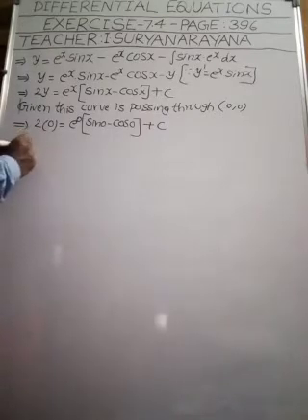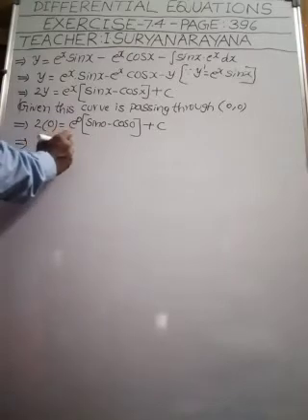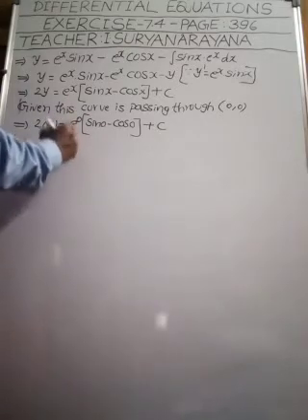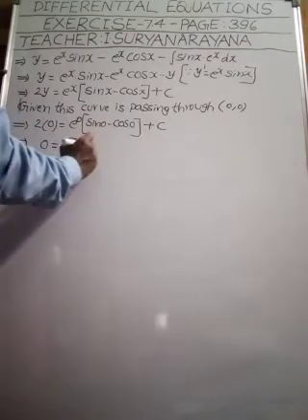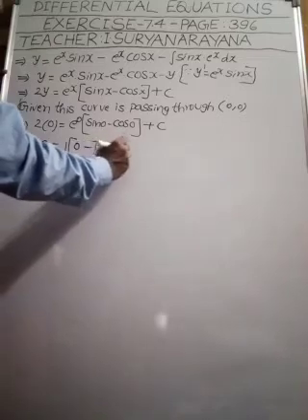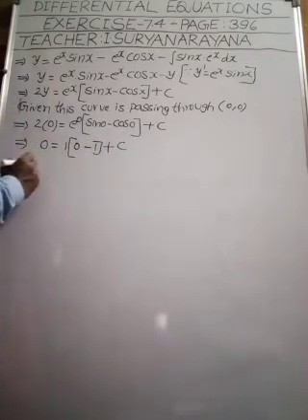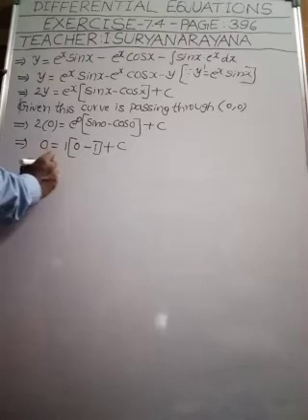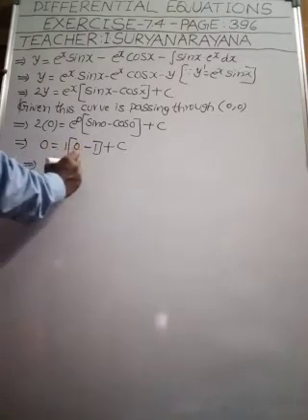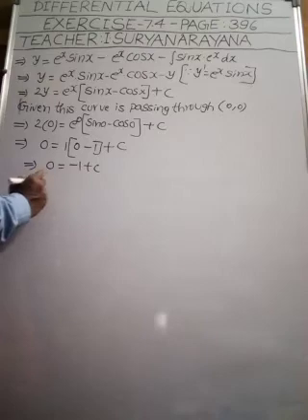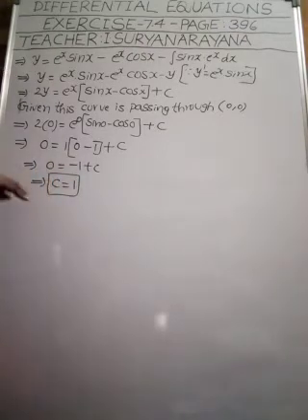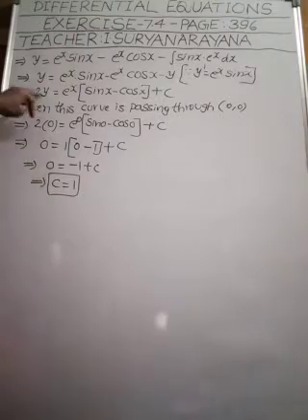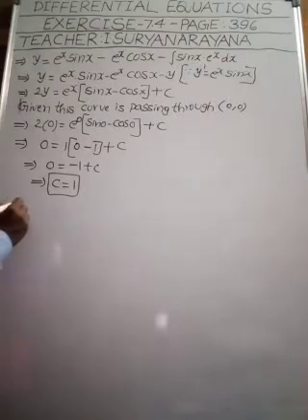Okay, my children? Right. So here we get 0, e power 0. Any number to the power of 0 is 1. 0, sin 0 value is 0, minus cos 0 value is 1. Okay, my children? Understood this step? Right. This implies what we'll get here? 0 is equal to minus 1 plus c. This implies c is equal to 1. We got the value of c. Now let us substitute c is equal to 1 in this equation of the curve. Therefore, the required equation of the curve.